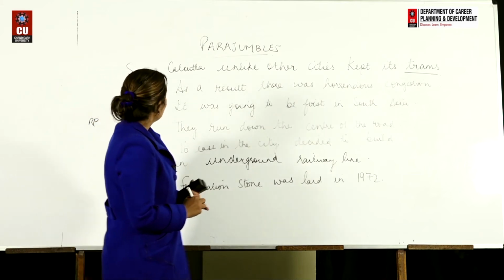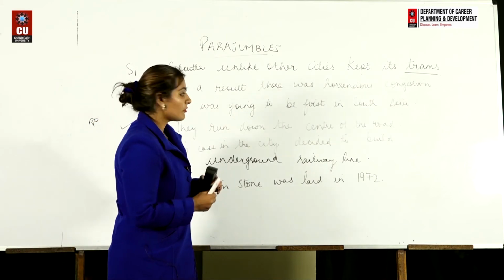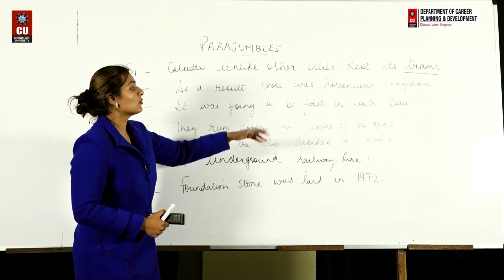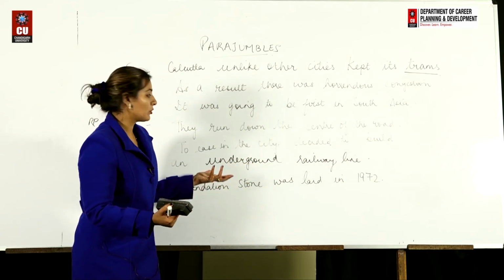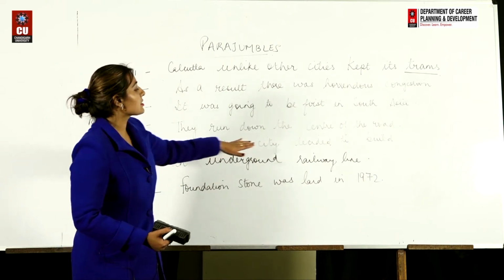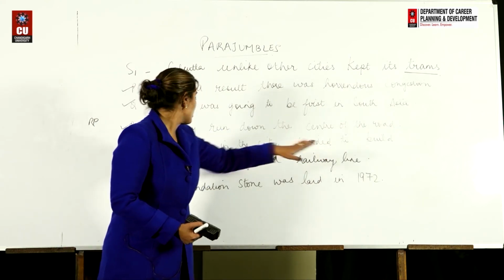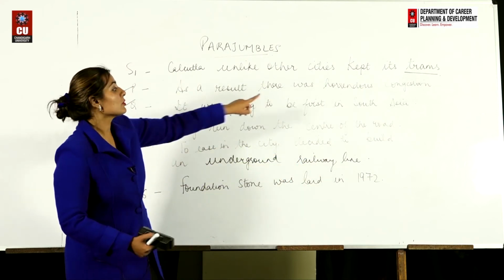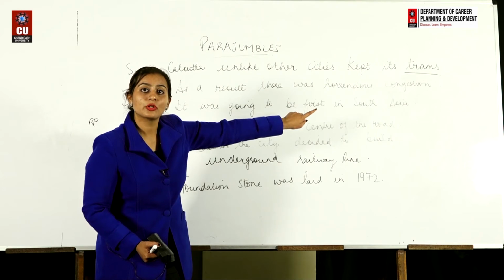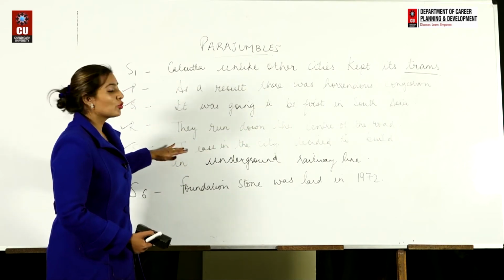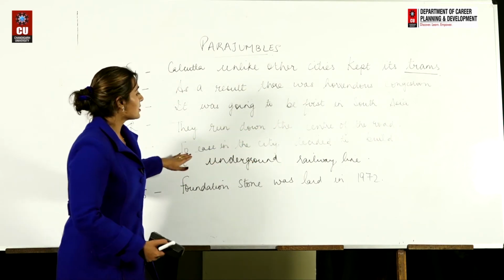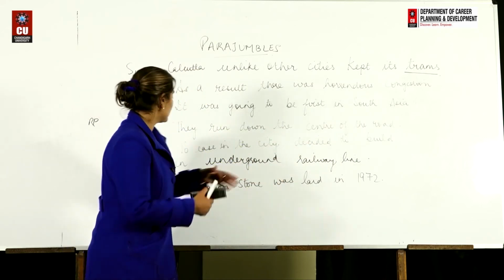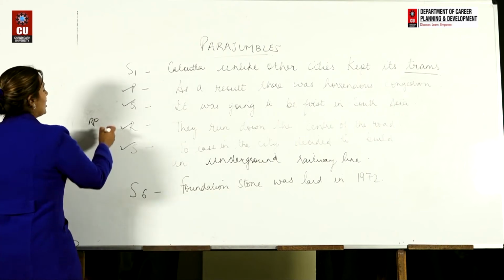Now, we've got the result. There was a lot of congestion. Now what? It was going to be the first in South Asia. What was going to be first in South Asia? To ease the city, decided to build the underground railway line. What did we work upon here? There was a lot of horrendous congestion. What they're saying further is, to ease it, the city decided to build an underground railway line. Therefore, RPS.